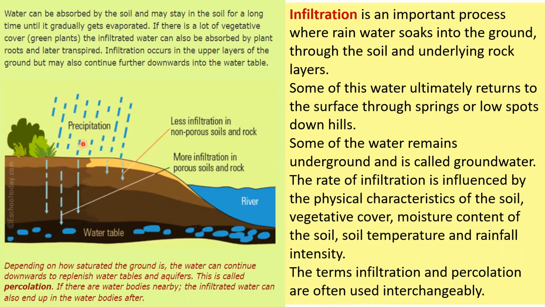So here, this is precipitation. The rain falls here. And here, the rock is non-porous, the soil is non-porous, so this region has very little infiltration. And where the soil is porous or the rocks are porous, the infiltration is more. Here the infiltration is more, here the infiltration is less, based on the type of porosity of the soil and rocks. And this is the water table, which also runs across and ends up in the nearest water body.